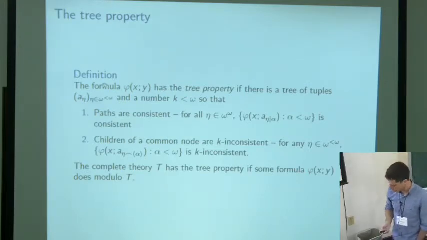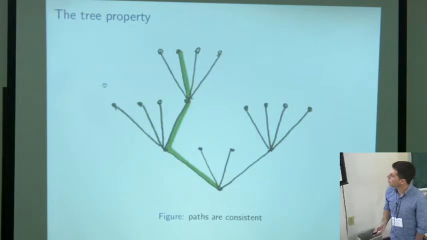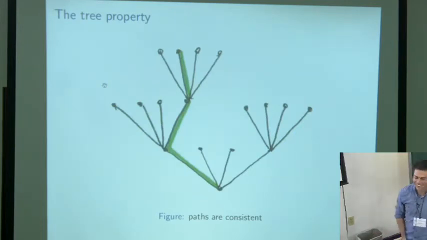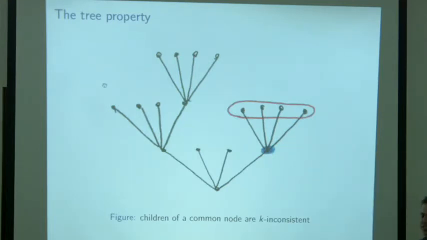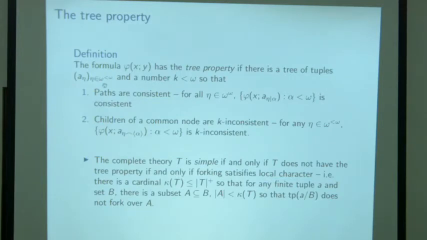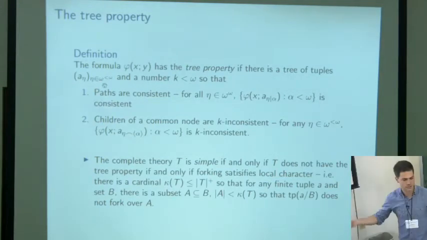OK, so what does this look like? So here we've got a tree. So paths are consistent. But if I pick a particular node, like this blue guy here, then I get something which is k-inconsistent. There are going to be a lot of pictures in this talk. OK, so this is the tree property. It's a familiar thing. And a theory is simple if and only if it doesn't have the tree property, if and only if forking satisfies local character.